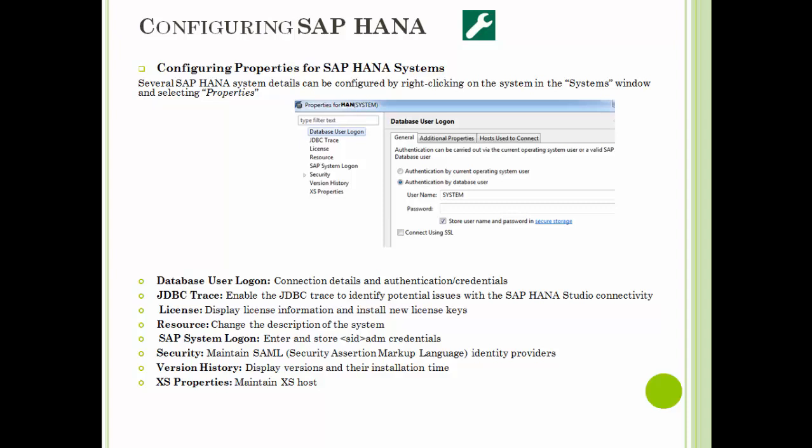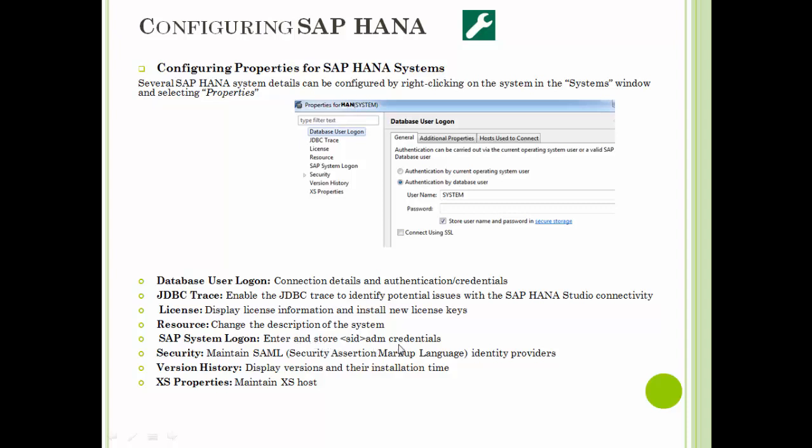And also we can install new license keys if the existing license has expired. And next is about resource. We can change the description of the system here. And SAP system logon, where we can enter and store SID ADM credentials.